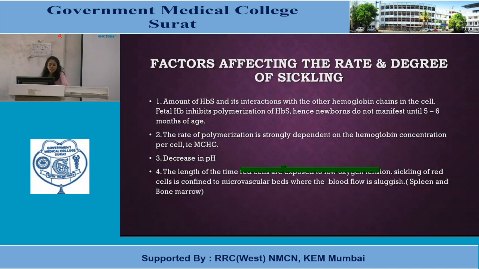The rate of polymerization is strongly dependent on the hemoglobin concentration per cell, for example MCHC. Then a decrease in pH, acidosis, causes more sickling. Also the length of time red cells are exposed to a low oxygen tension. Sickling of red cells is confined to microvascular beds where the blood flow is sluggish, like the spleen and bone marrow. That's why splenic crisis and aplastic crisis occur, because there is low oxygen tension in these tissues, as they have microvascular beds. So these are the factors where sickling is more prominent.